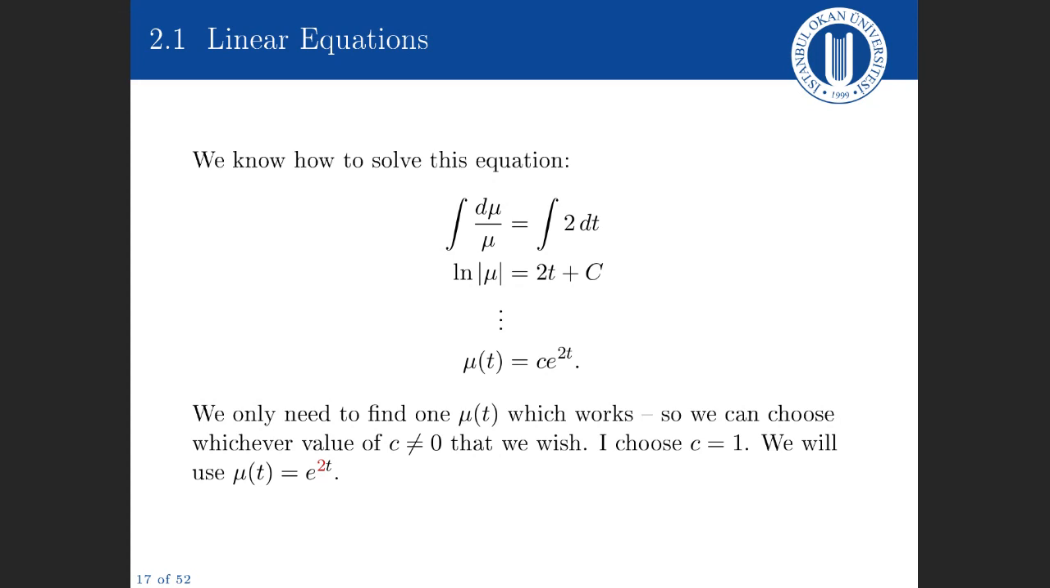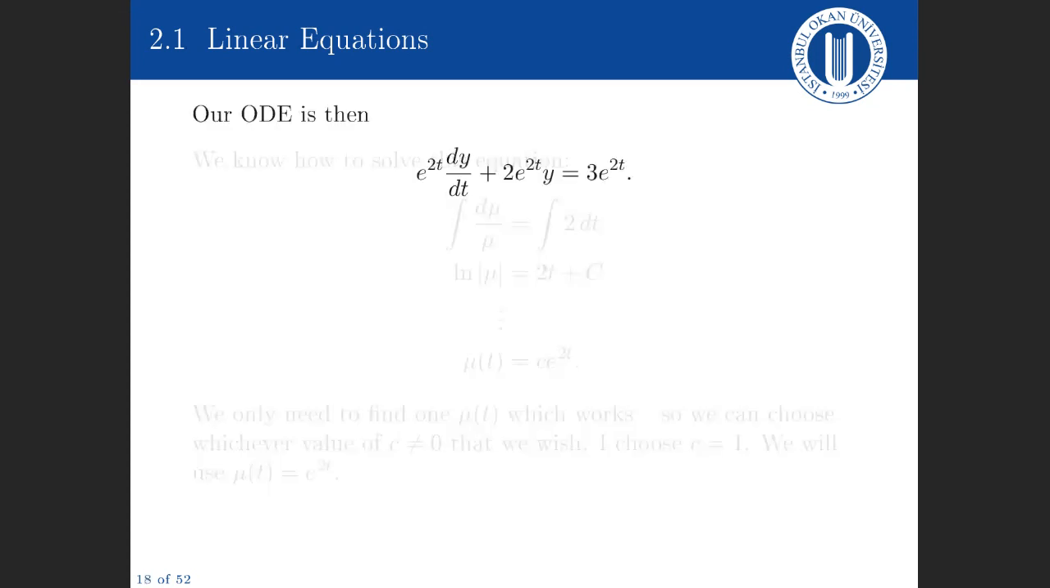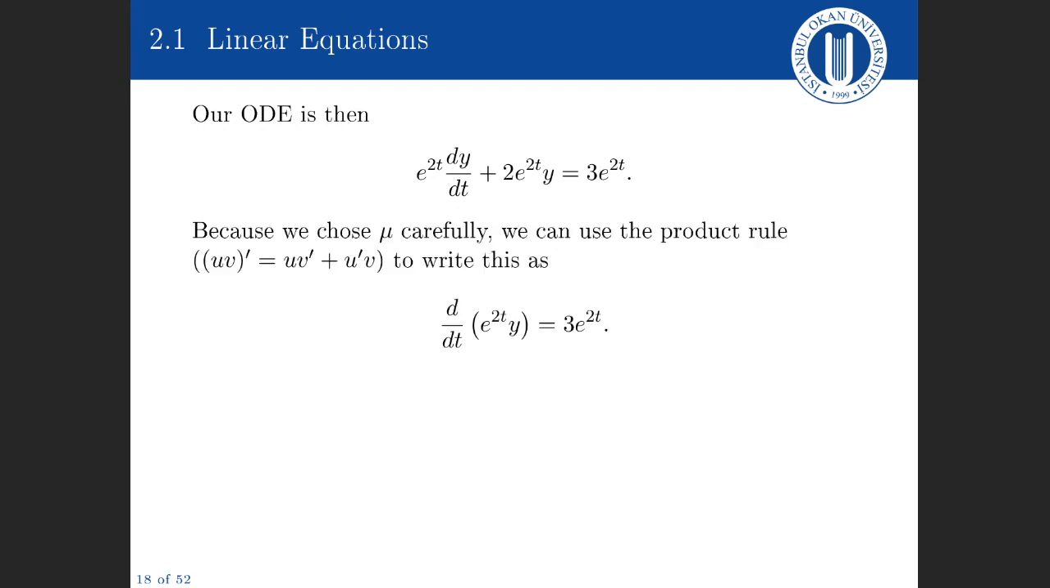Now that we know our integrating factor, we can solve the differential equation. We take our differential equation and we multiply it by e to the power 2t. And then, because we've chosen mu carefully, we can use the product rule. The left side of these two equations are the same. They are both the derivative of e to the power 2t multiplied by y. Now that we've done this, we can integrate.